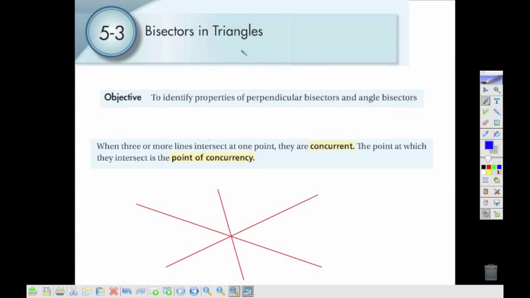In this section we'll be looking at bisectors and triangles. Mostly we'll be looking at perpendicular bisectors and angle bisectors. Now these are lines that can be drawn from the triangle, and one of the things that we're going to notice is a lot of times these lines are going to meet in the same point.